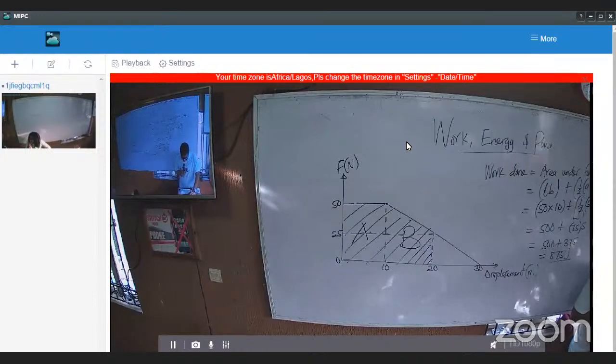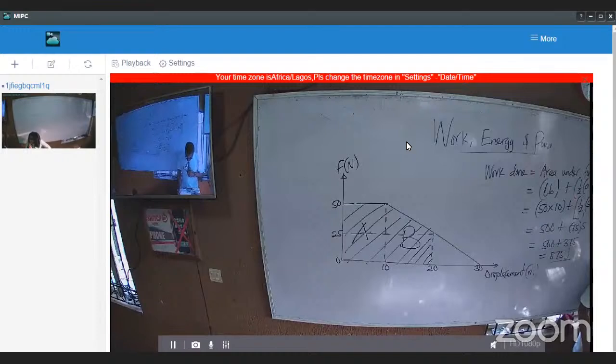Which of the following devices transforms light energy to electrical energy? Light energy to electrical energy. Option A, bulb. B-U-L-B.